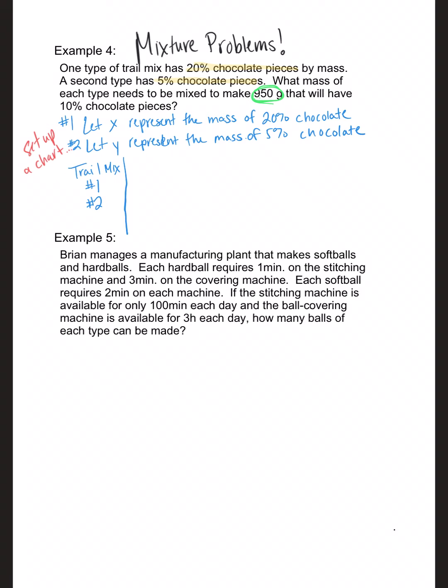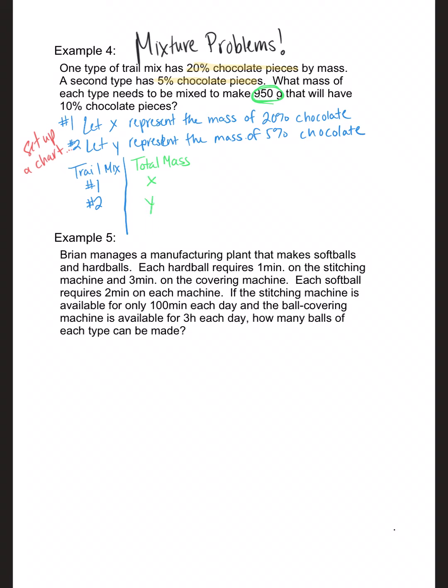So when we're talking about grams, we're talking about the amount of something or the weight of something. So it's similar to saying how many coins do we have, how much mass do we have. So we're going to have a column that represents just our total mass. Okay, and trail mix number 1 is represented by X. So how much X do we have? How much Y do we have?